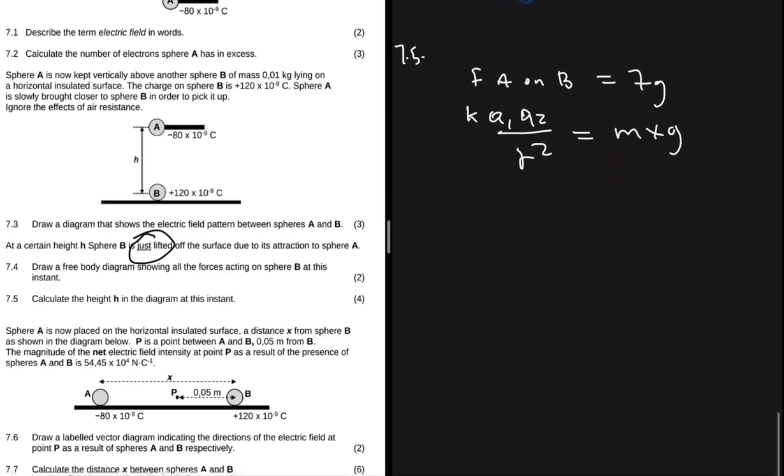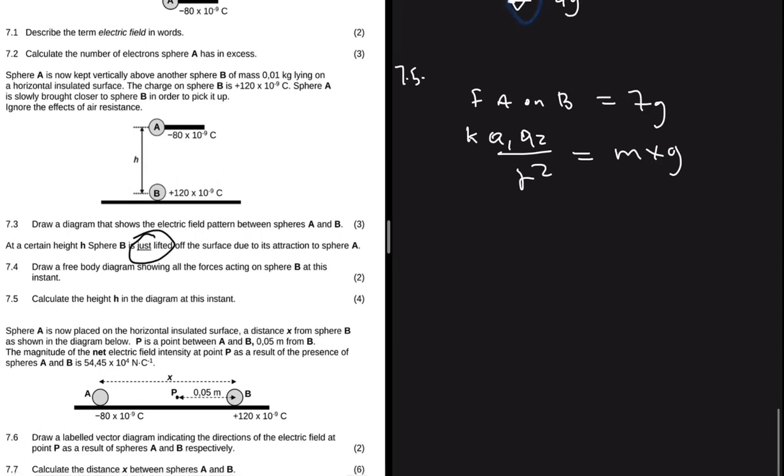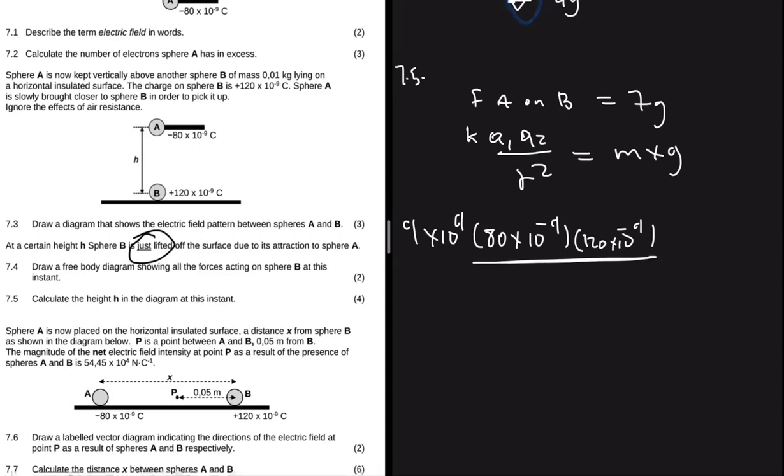So what is the value of k? We know fully well that k is 9 times 10 to the 9. The charge Q1, let's say Q1 is A, that will be 80 multiplied by 10 to the minus 9. Don't forget, we are only interested in the magnitude of the charges and not the direction. And then for B, we're going to have 120 times 10 to the minus 9. And then we divide everything by r squared. So r in this instance is h.